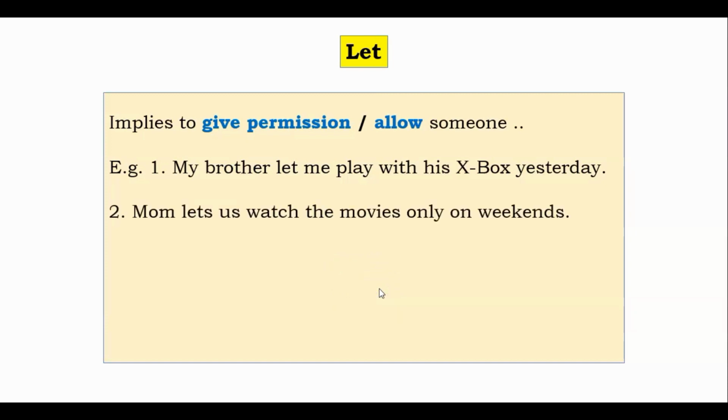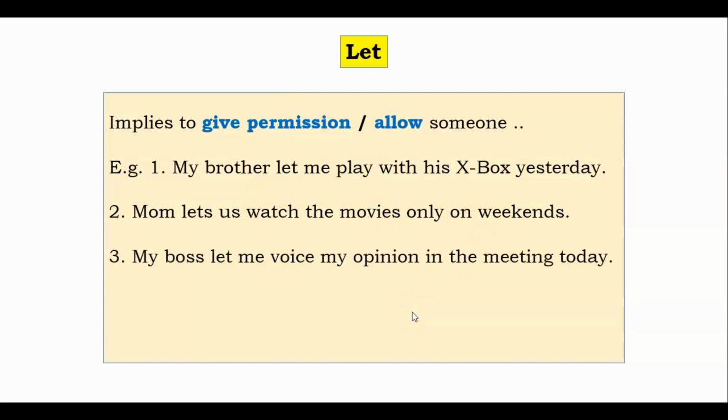Second one, Mom lets us watch the movies only on weekends. She allows us, she gives permission to us to watch the movies only on weekends. Third one, my boss let me voice my opinion in the meeting today.